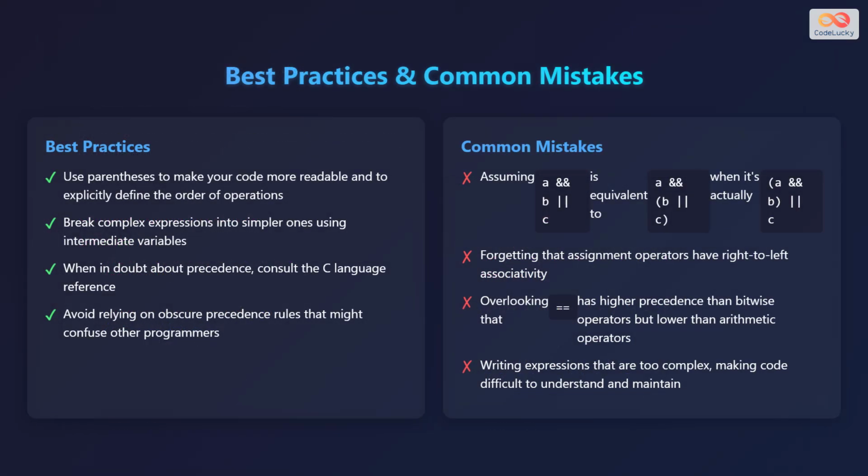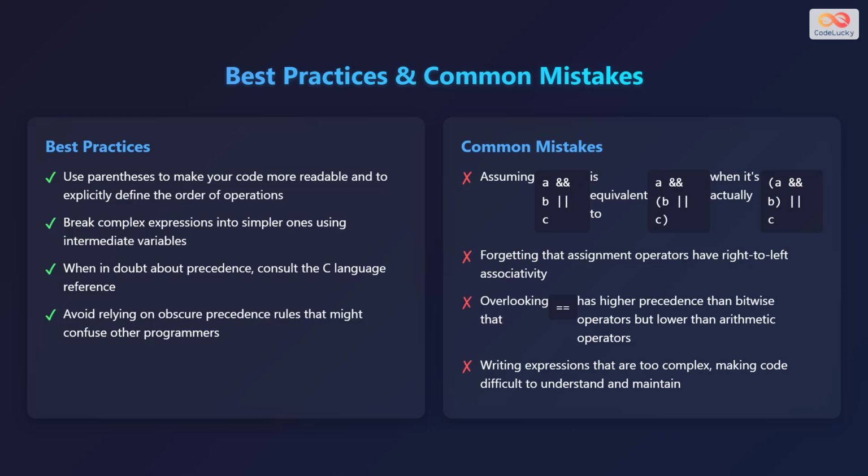Let's explore some best practices and common mistakes when working with C operators. When it comes to best practices, it's advisable to use parentheses to enhance code readability and explicitly define the order of operations. Also, break down complex expressions into simpler ones using intermediate variables. When unsure about precedence, consult the C language reference for clarification. And lastly, avoid relying on obscure precedence rules that might confuse other programmers.